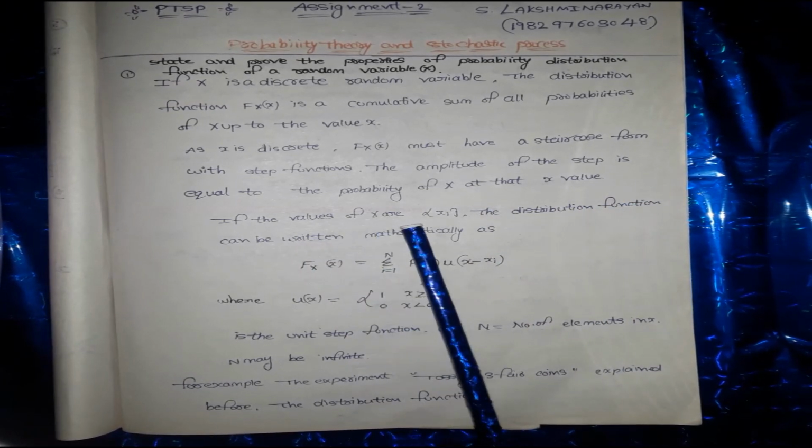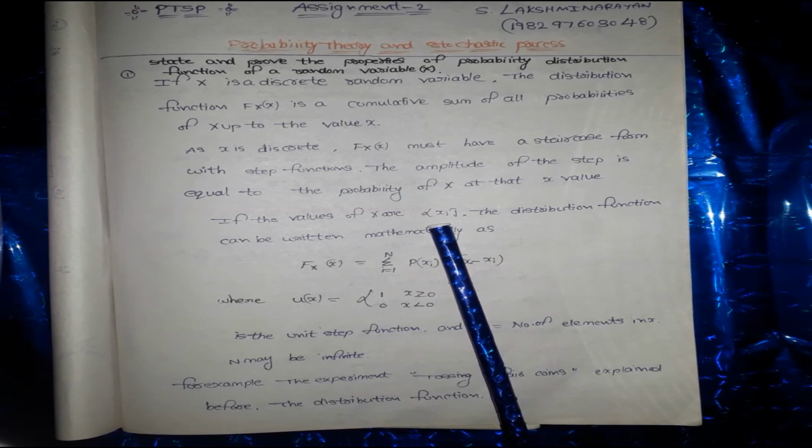If the values of X are {x_i}, the distribution function can be written mathematically as F_X(x) equal to the summation from i equal to 1 to N of P(x_i) u(x minus x_i). Here u is the unit step function, where u(x) equals 1 for x greater than or equal to 0, and N is the number of elements in X. N may be infinite. For example, consider the experiment of tossing 3 fair coins, explained before, and its distribution function.